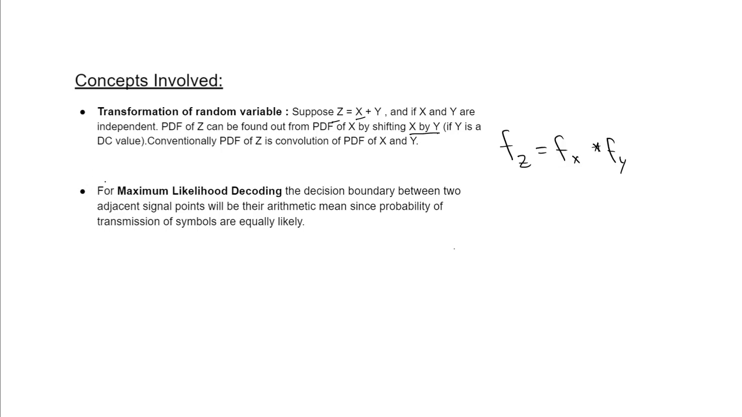And the next concept is maximum likelihood decoding. For maximum likelihood decoding, the decision boundary between two adjacent signal points will be the arithmetic mean, since the probabilities of transmission of the symbols are equally likely. So if you have two symbols, one at -3 and the other at +1, then the decision boundary will pass through its arithmetic mean, which is -1. So any point which lies on this side will be decoded as -3, and any point which lies in this region will be decoded as +1 according to the ML decoding criteria.